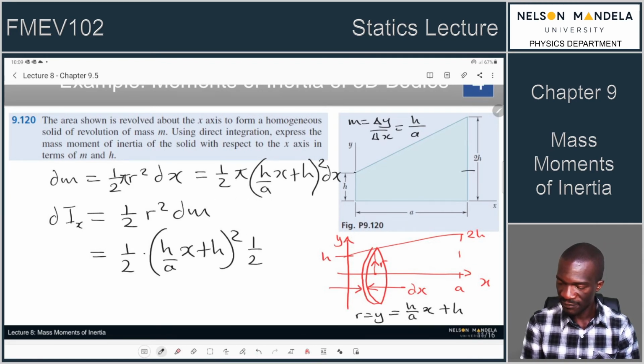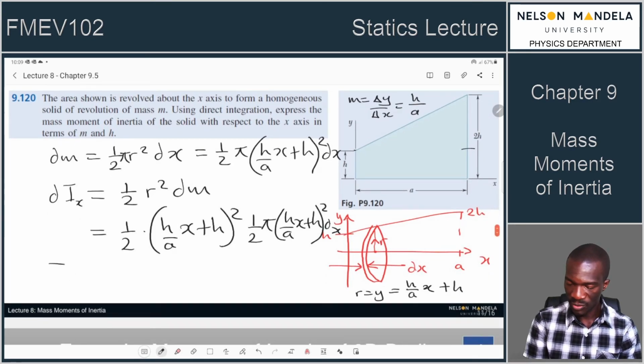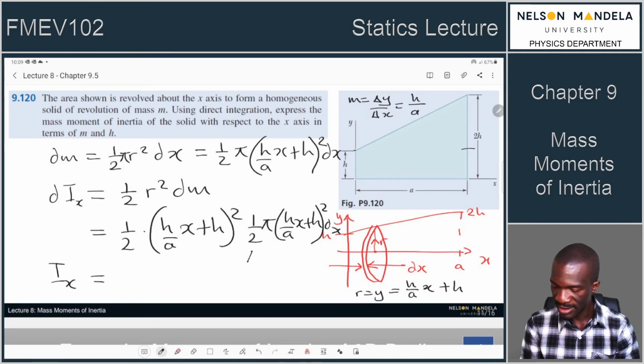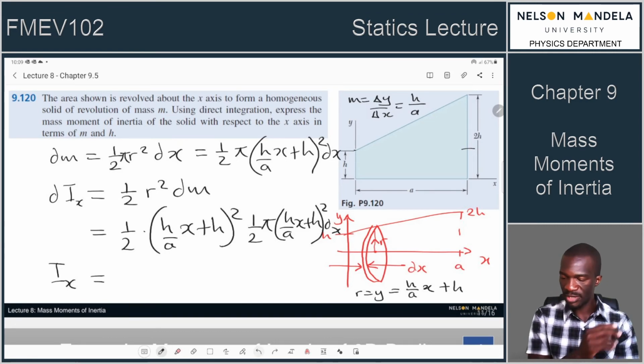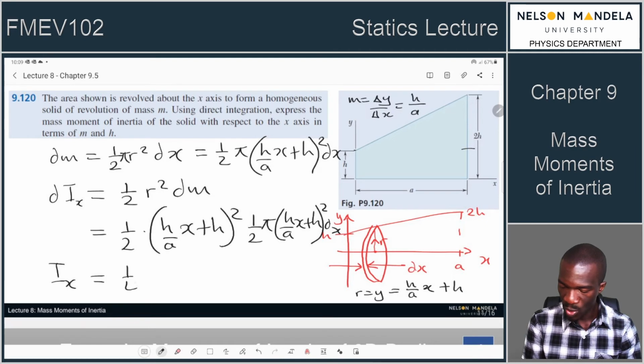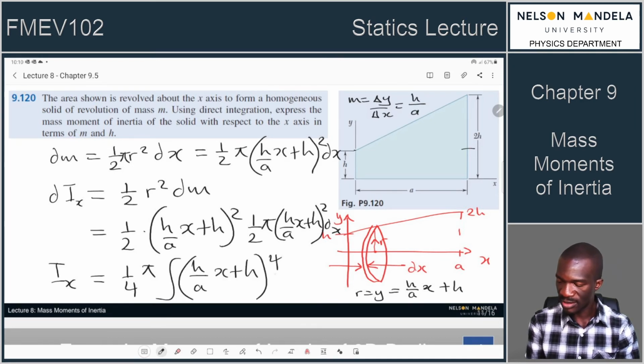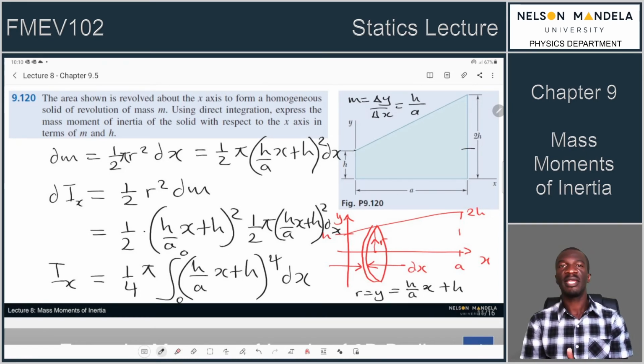That's a half of pi into h over a x plus h all squared dx, which means therefore that your Ix is the integral. I think these constants can conveniently be removed. So we've got a quarter here of what? Of pi, isn't it? A quarter of pi. Integral of h over a x plus h. This multiplies the other one. This is raised to the 4. dx, and our x is from 0 up to a. Right.